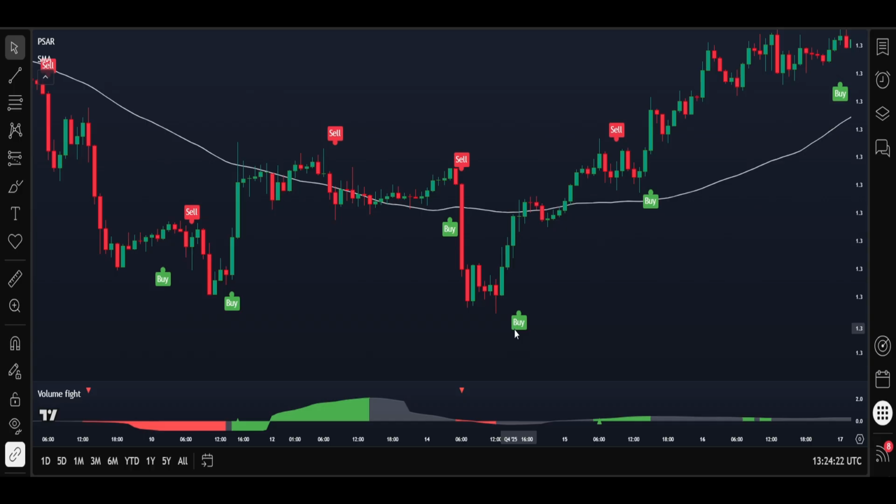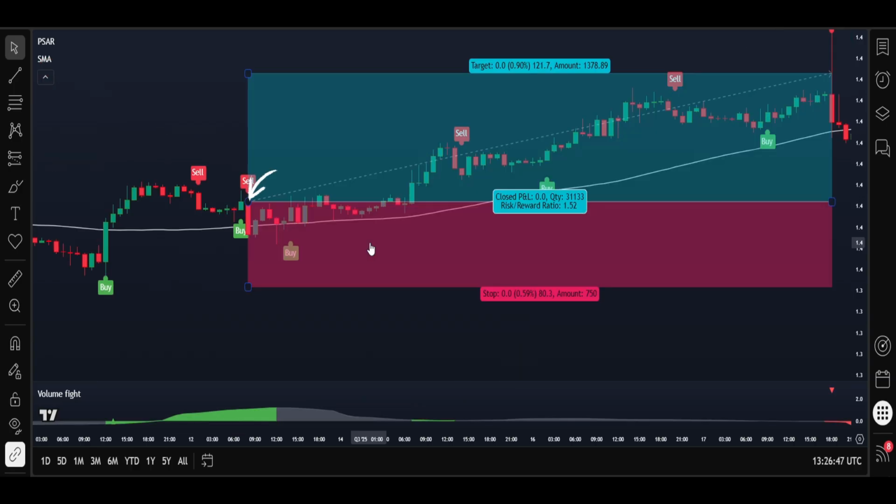Parabolic SAR is the entry switch. A buy label is a long trigger. A sell label is a short trigger. Enter on the next open, place the stop beyond structure, and set the target at 1.5 R. If any box is unchecked, do nothing. Trade the plan, not the impulse, and let consistency over 50 to 100 trades reveal the edge.